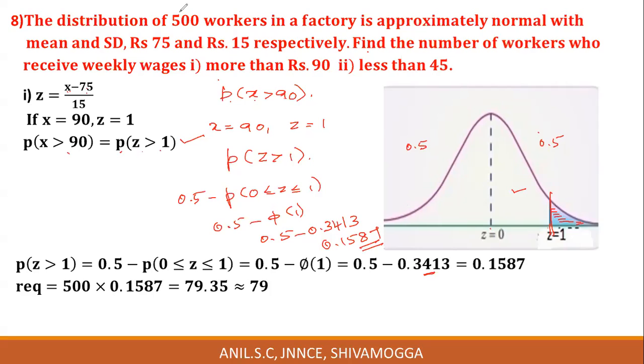How many such workers are there? 500 workers are there. Therefore, required is 500 into 0.1587, that is 79.35, approximately 79. If the fraction is 0.5 or more, we can approximate it to 80, otherwise 79. 0.35 is less than 0.5, therefore approximately 79 workers.